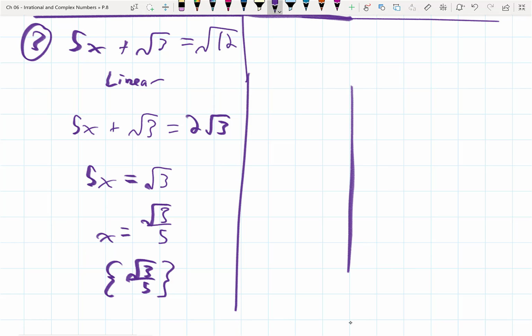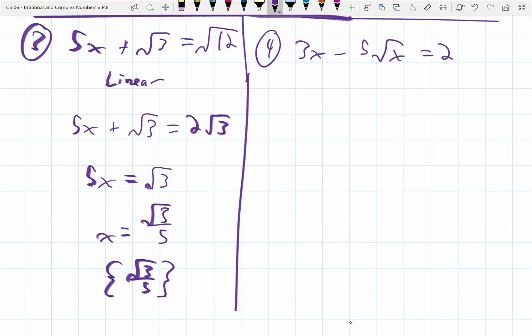A radical equation can cross once. It can cross none. And as we're going to see in the future, it can cross more than once if there are two radicals in there. So let's do another one. Let's go 3x minus 5 root x is equal to 2.